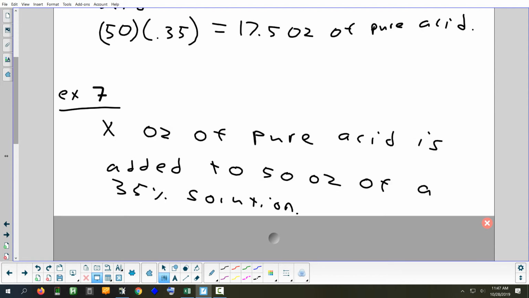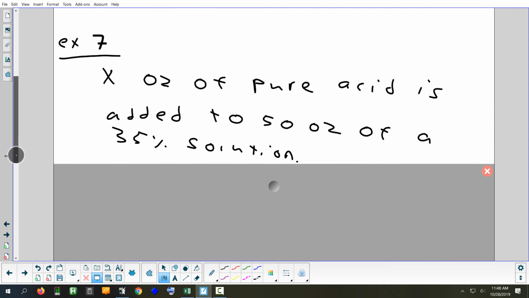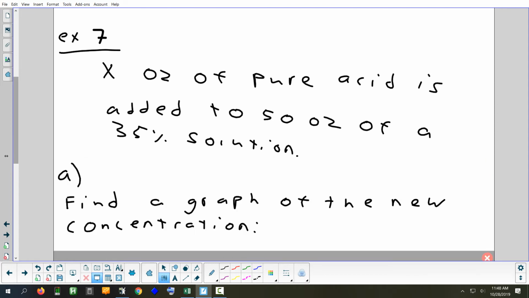So, you've got a 50-ounce solution in front of you that has 35% acid in it, 35% concentration. You're going to pour in x ounces of 100% pure acid. So what you're trying to do is make your solution a little stronger. Right? Maybe you need a 50% acid solution. What I want to do is find a graph of the concentration as you continue to pour in more and more acid.